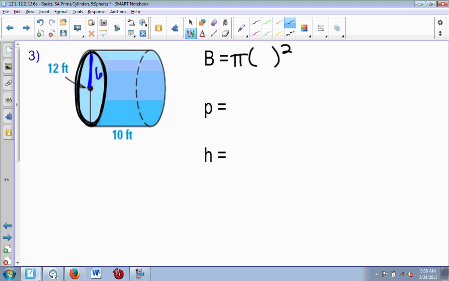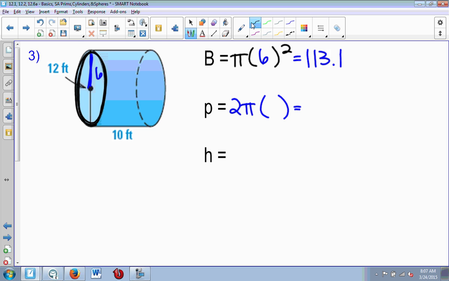So if we plug 6 in for the radius, all this takes is a little bit of calculator work. So we're going to do pi times 6 squared, and I get 113.1. The next thing that we would do then is find the perimeter of the base. When you're talking about a circular figure, the perimeter of a circle is always the circumference of the circle, which is found by doing 2 pi times radius.